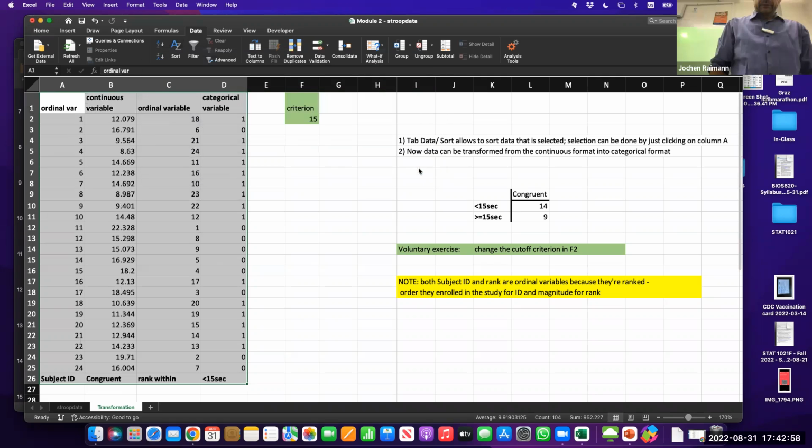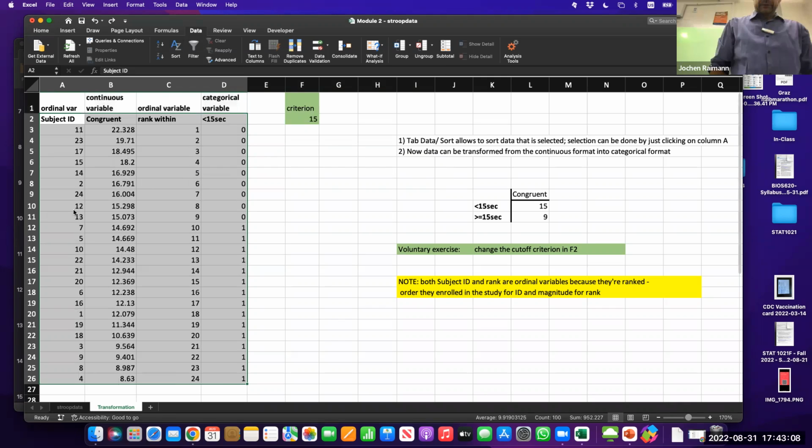Subject ID. You basically rank it. So that's the initial form. So this is how we had it on the preceding spreadsheet. This here is ranked as per the continuous variable congruent. So that's the slowest individual, and that's the fastest individual.